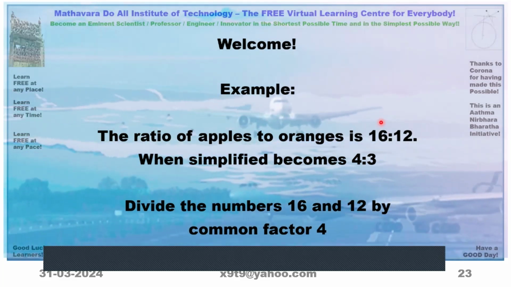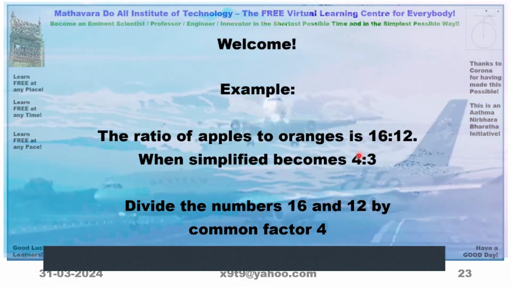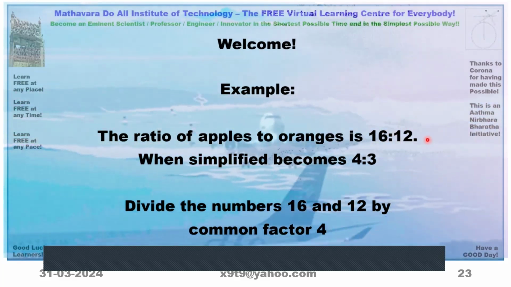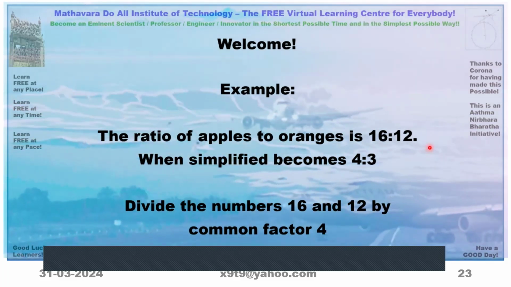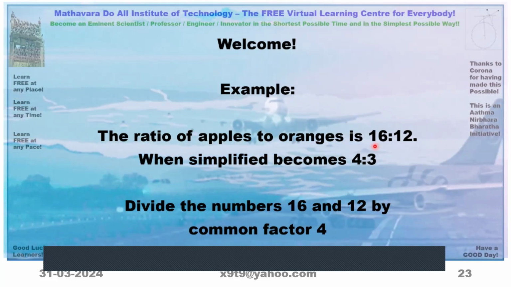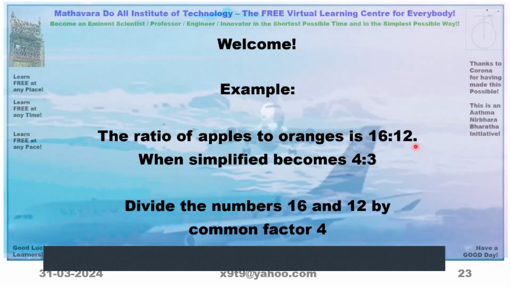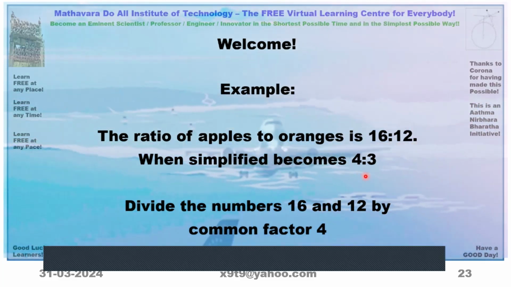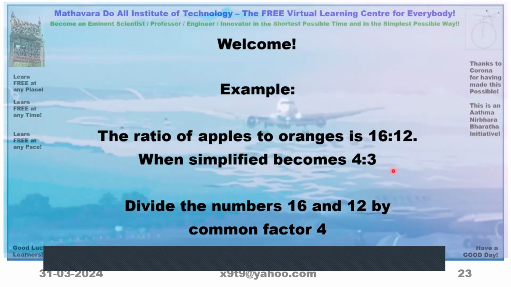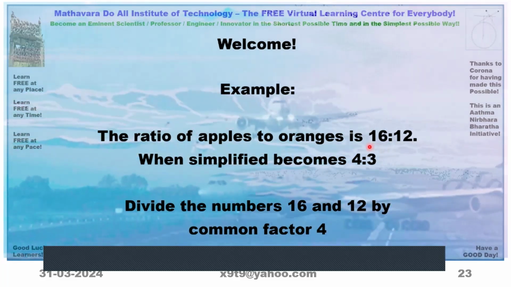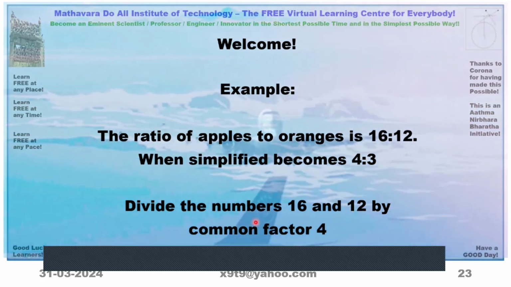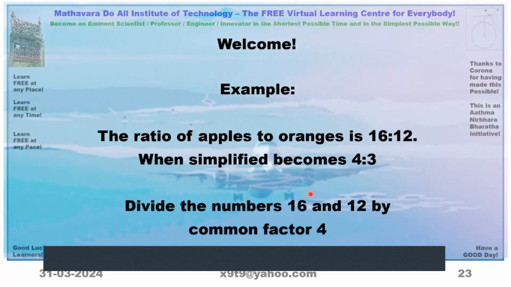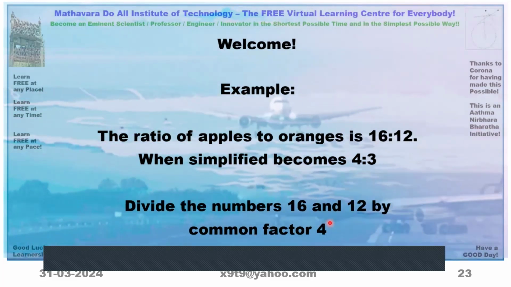That means you have to divide this by 4, you get 4 here, divide this by 4, you get 3 here. So that 4 is called the common factor. If you divide all the numbers, both left and right, by that common factor, you get this. We have to do that division until they cannot be divided further, and we keep whole numbers there. So divide the numbers 16 and 12 by the common factor 4.